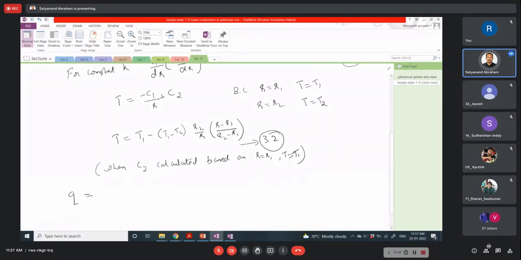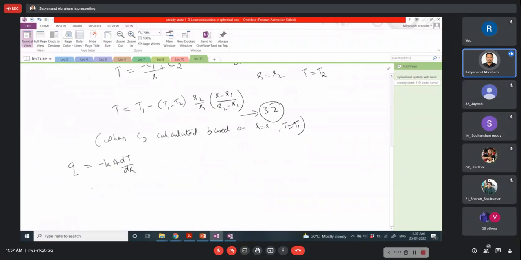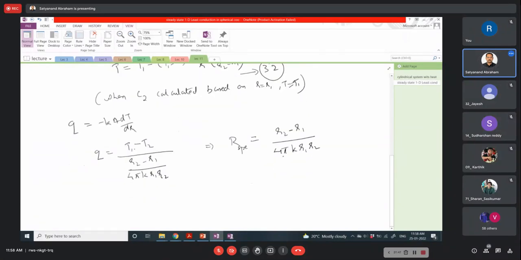Then you can see that when you differentiate it, Q is equal to minus K A dT by dR. Okay. So if you do it, you are going to get Q is equal to T1 minus T2 divided by (R2 minus R1) divided by 4 pi K R1 R2. That means the R in a spherical coordinate is equal to (R2 minus R1) divided by 4 pi K R1 R2. So that is the thermal resistance in a spherical coordinate system. If you are going to have series, then obviously instead of R2 and R1, you will get (R3 minus R2) divided by 4 pi K R2 R3, like that you can do.